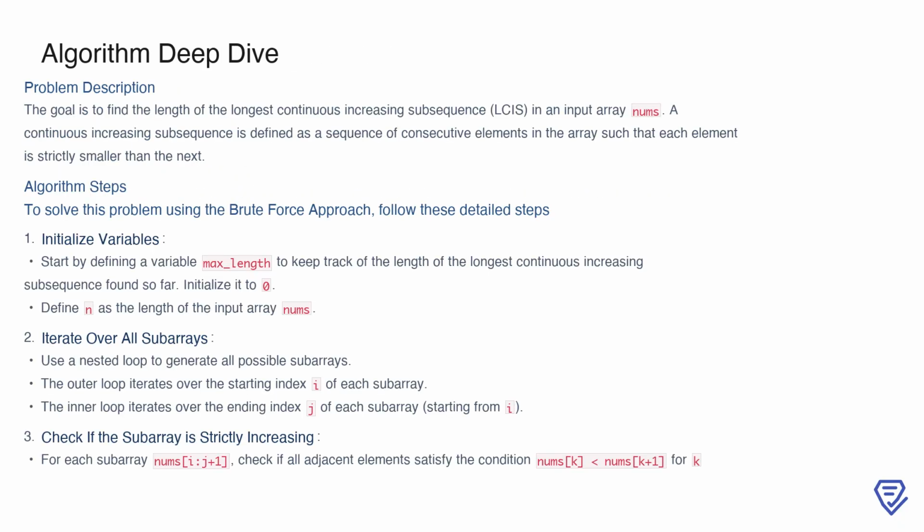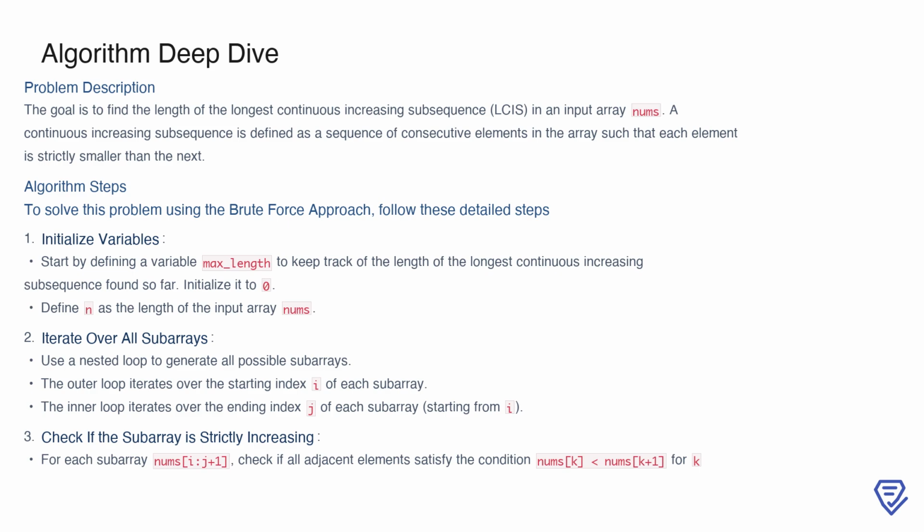In this problem, the objective is to determine the length of the longest continuous increasing subsequence, or LCIS, within a given array nums. Here, a continuous increasing subsequence is defined as a sequence of adjacent elements in the array where every element is strictly less than the one that follows it.